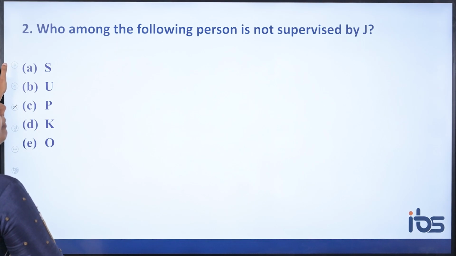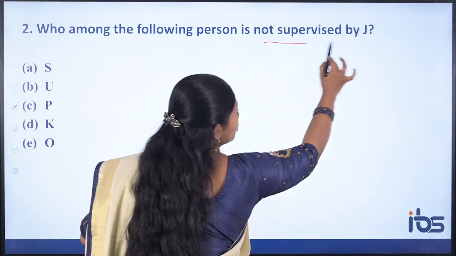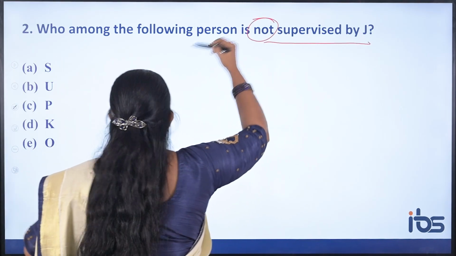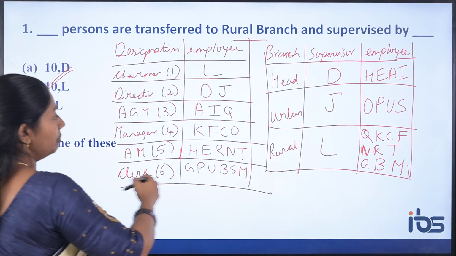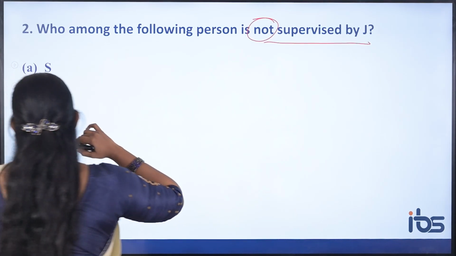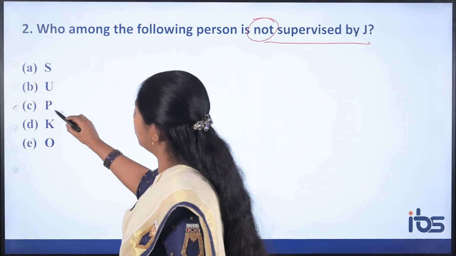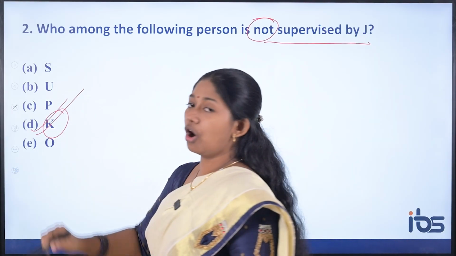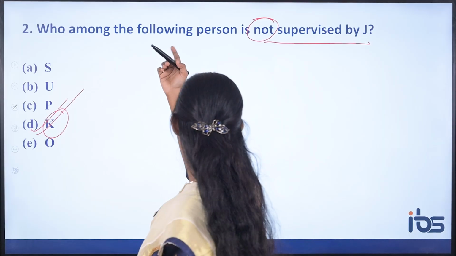Next one. Who among the following persons is not supervised by J? J is supervised by whom? O, P, U, S. So the person who does not belong to that group is only K. So K is not supervised by J.